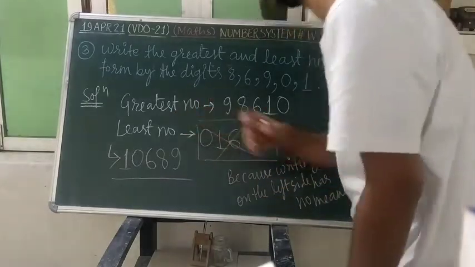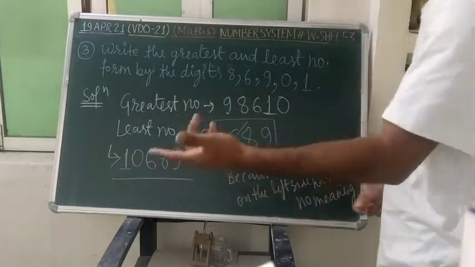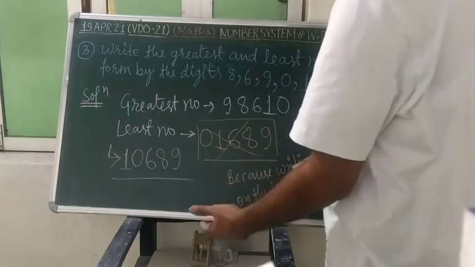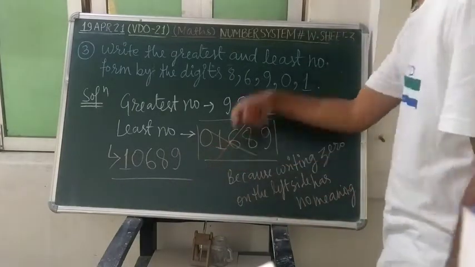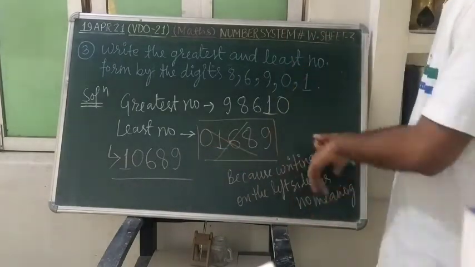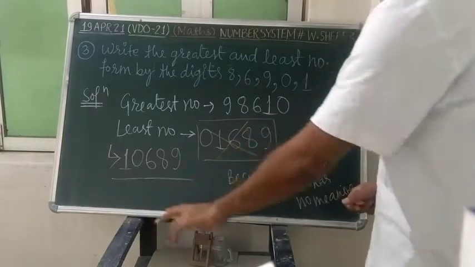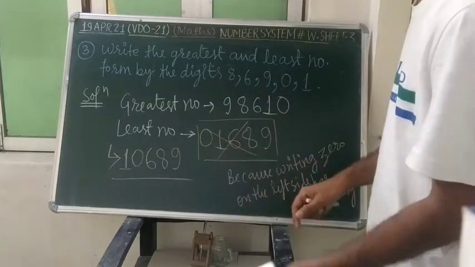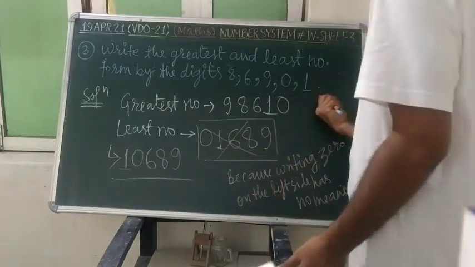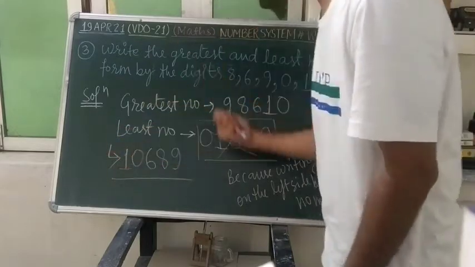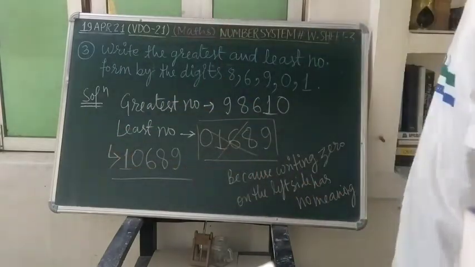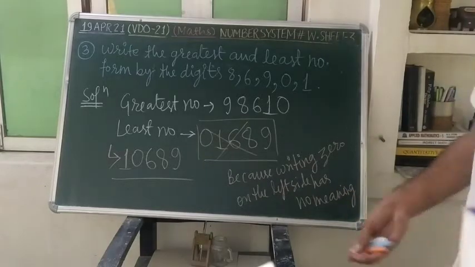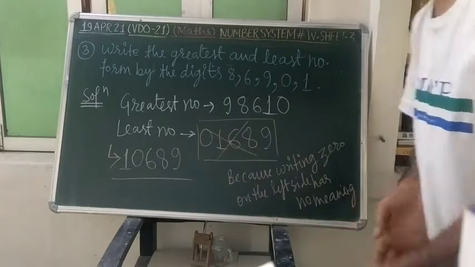So for the greatest number we shall start from 9 and end at 0. And for the least number we should start from 0 and end at 9, but 0 on the left side has no meaning, so we will start from the number which is more than 0 present in the problem, and then after that we will write 0 and then we will move on. So we shall solve some more problems based on it, then the idea which I have given you will become clear to you.